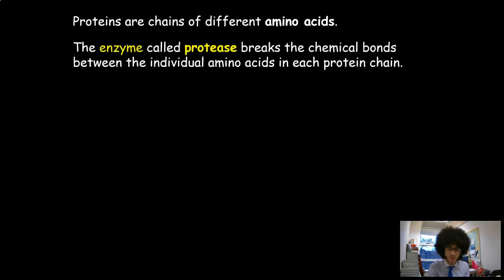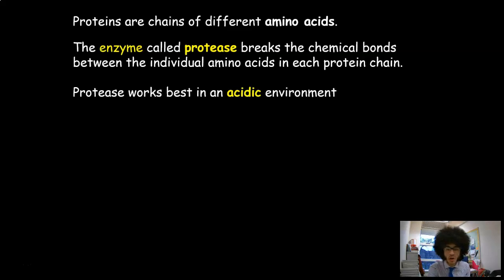Now the thing is, they are different. These amino acids are different, and that's why they make proteins. And the enzyme called protease breaks the chemical bonds between them in order to form your individual amino acids. Now these work best in an acidic environment, which is obviously in the stomach, and that's part of the reason why your stomach contains stomach acid, which contains HCl, very low pH.